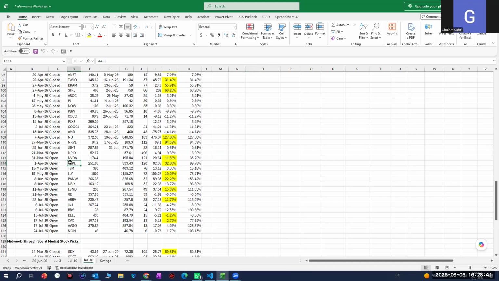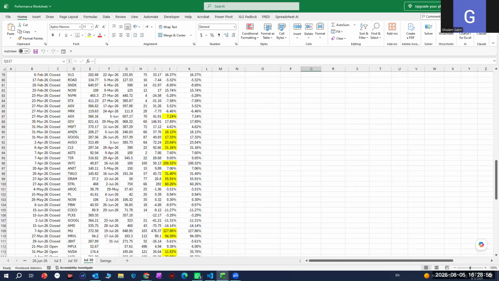We have open April trades from 1st of April, 251. Still 32.8% gain. Besides, it has come down. At that time, it was 333. Now I think it's 310. So that's the performance of this system.